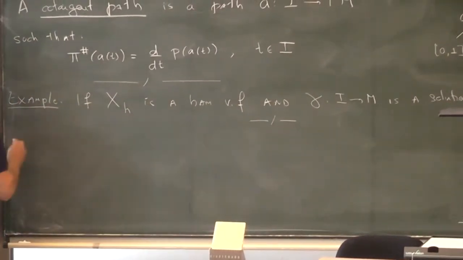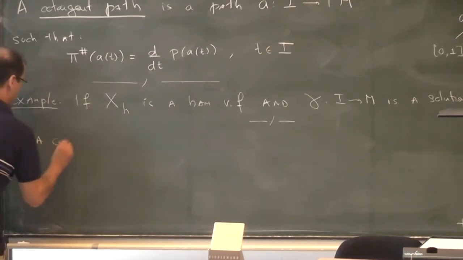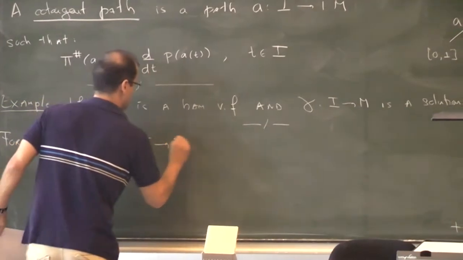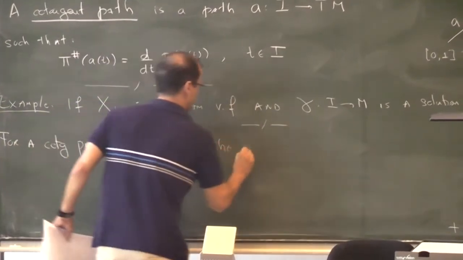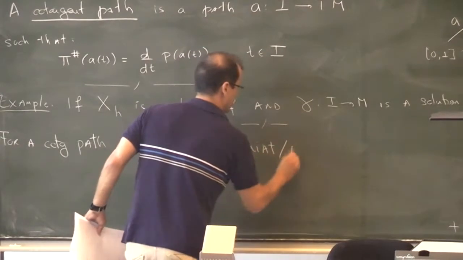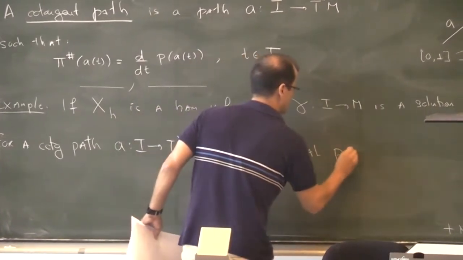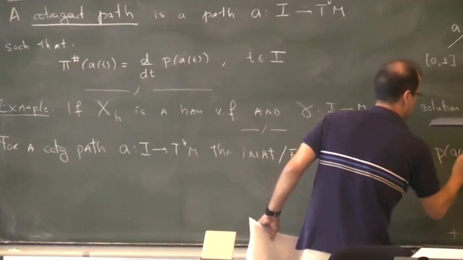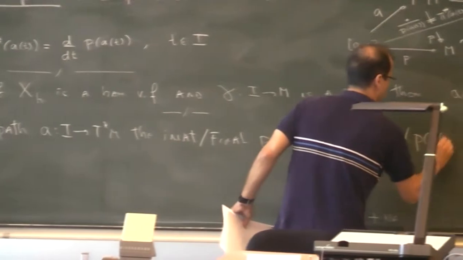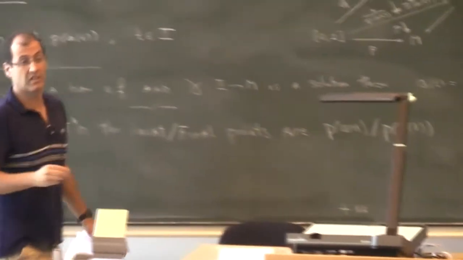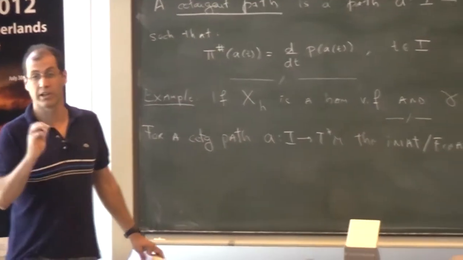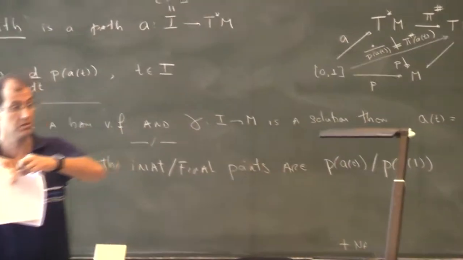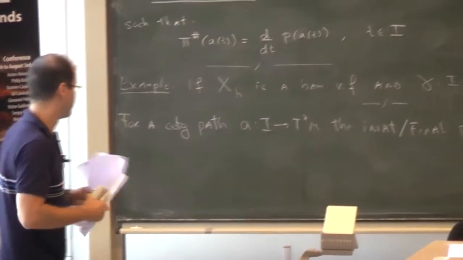So for a cotangent path, the initial and final points are P of A0 and P of A1. So if later I say a cotangent loop, what I mean is a cotangent path whose base path is a loop, starting and ending at the same point. Okay?